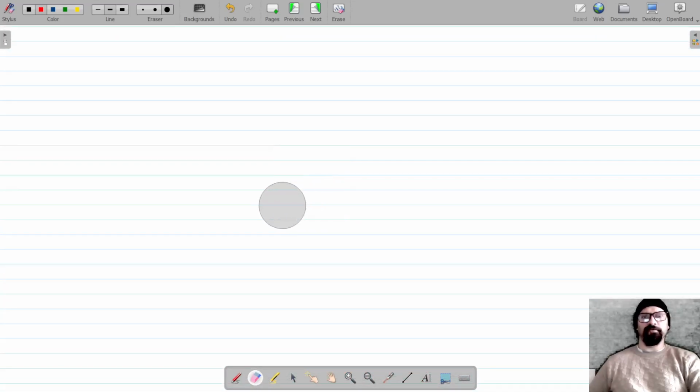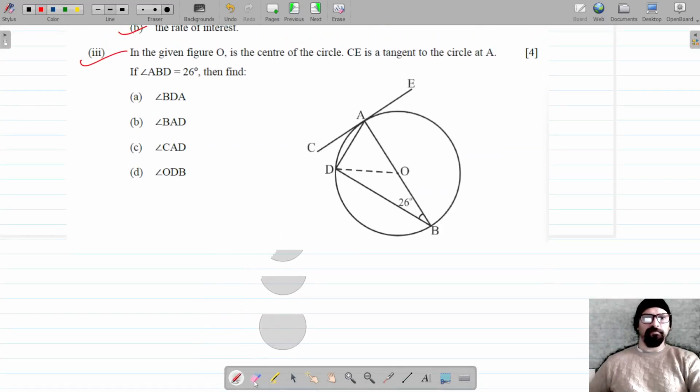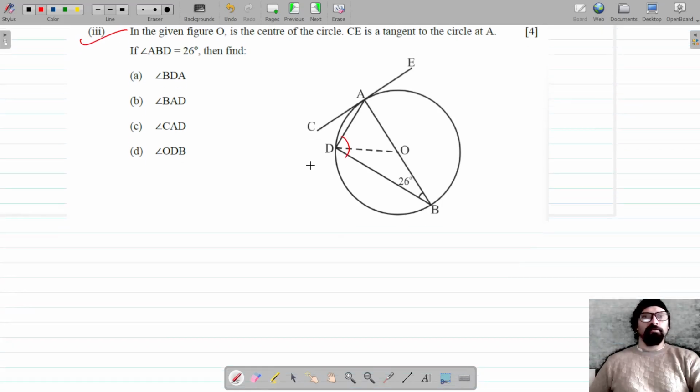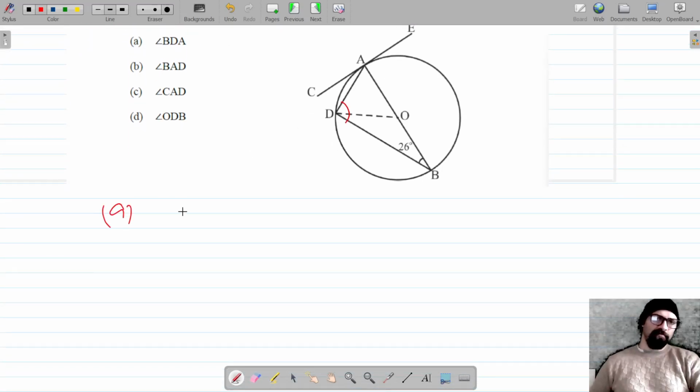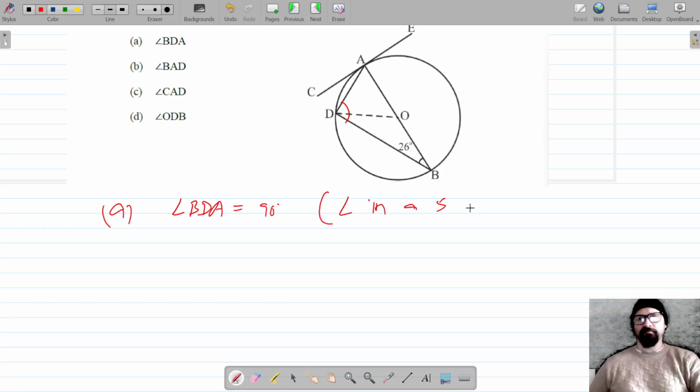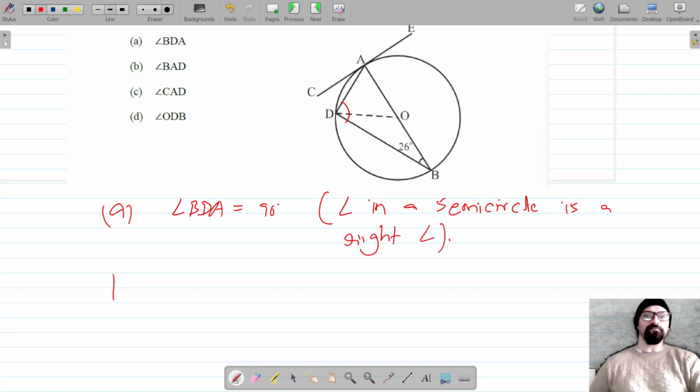The first angle is angle BDA. So angle BDA is this one. Angle BDA is equal to 90 degrees because this is the angle in the semicircle. AB is the diameter, so we can say that the angle in a semicircle is a right angle.